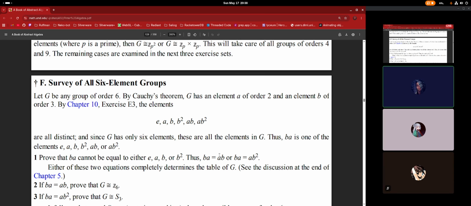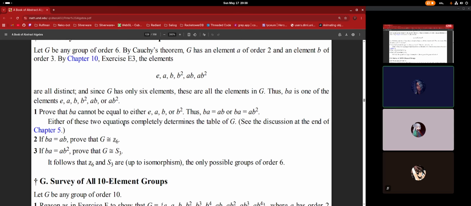But why those? Why AB and AB squared? Well, if you look at the two next ones, it's because those are the elements. You don't have any other options. I see. Yeah, that makes complete sense.